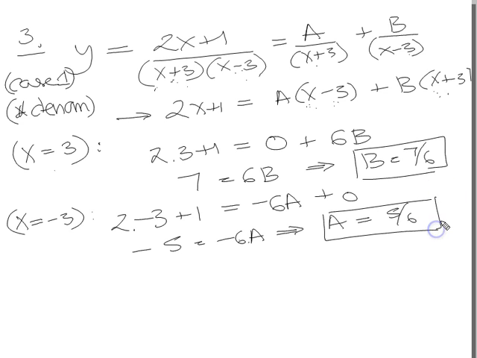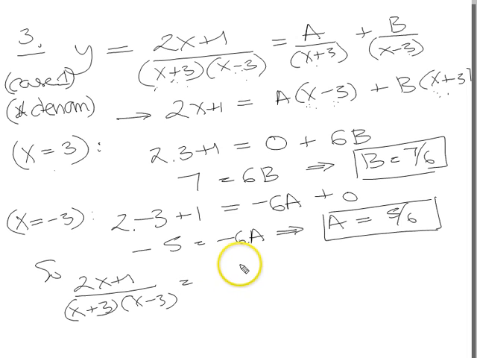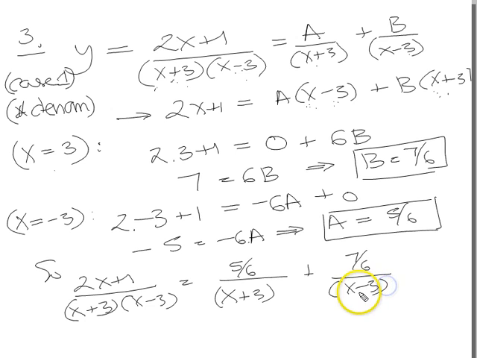A equals 5/6. So 2x plus 1 over x plus 3, x minus 3 is equal to 5/6 over x plus 3 plus b, which is 7/6 over x minus 3. Now normally we don't write it like that, because we can just use the rules of fractions. So I'll put them down here to show you what I mean.